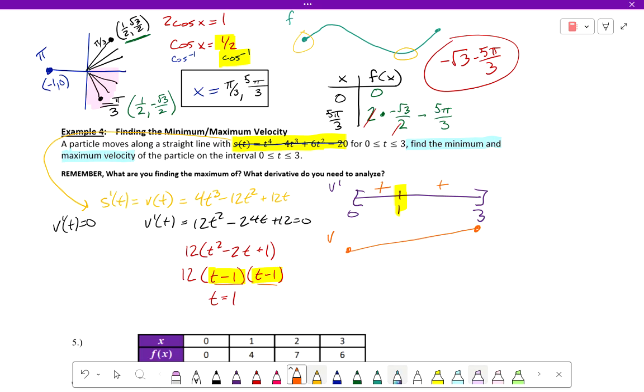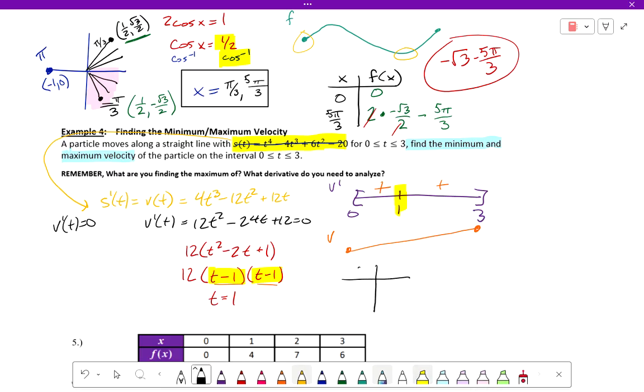But how am I going to figure out what they actually are and how do I justify it? Make a little table. This is going to be called time, I guess t. What's the other column going to be called? V of t, because I want to look at the maximum velocity, so I want to plug into velocity. So my times are 0 and 3. I take 0, I plug it into the derivative, so I'm plugging into this guy.